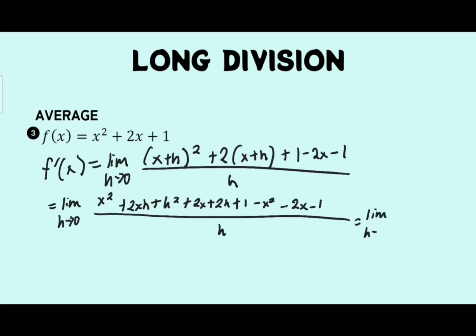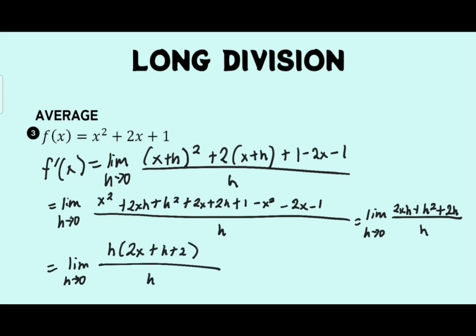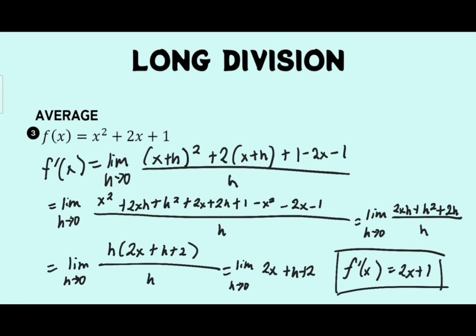Then most terms cancel out, leaving us with 2xh plus h squared plus 2h all divided by h. Factoring out h, giving us h times 2x plus h plus 2 all divided by h, then h will be cancelled, leaving us with 2x plus h plus 2. As h approaches 0, we're left with 2x plus 2. Therefore, the derivative is f prime of x is equal to 2x plus 2.